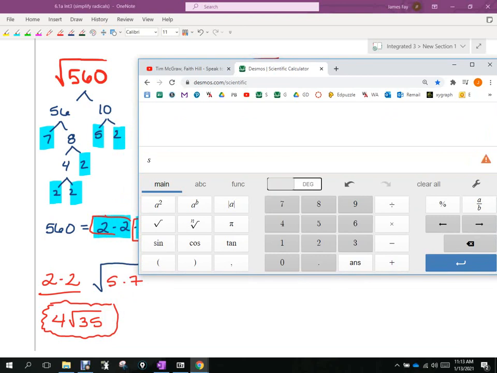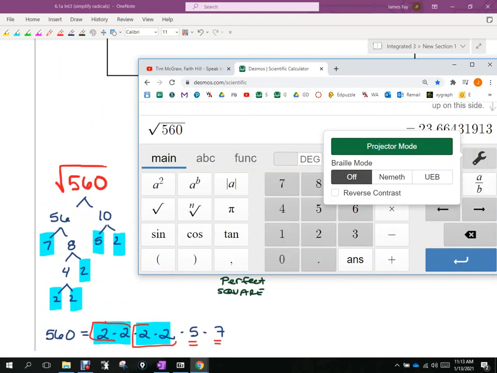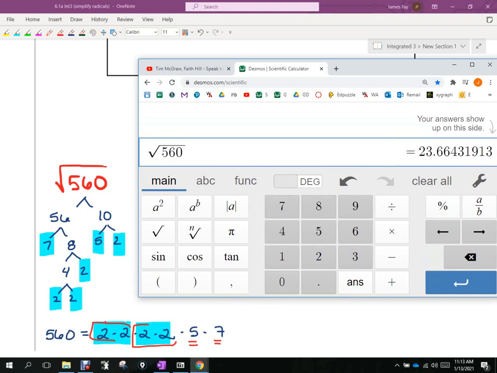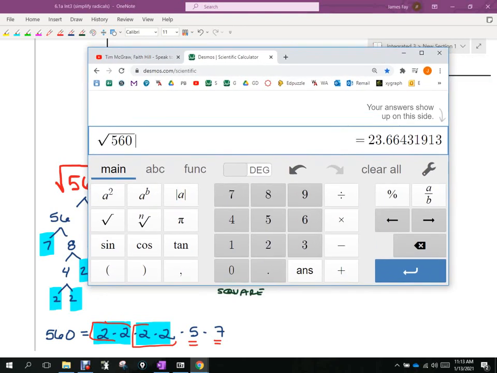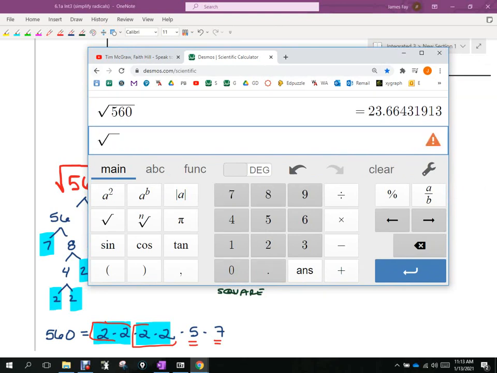So if I type in square root of 560, okay, so we see the rounded value for that. If I type in the square root of, now I'm going to type this product in right here, so 2 times 2 times 2 times 2 times 5 times 7. Does that still give me the same decimal here? So does that prove to you that that is the same thing as that?